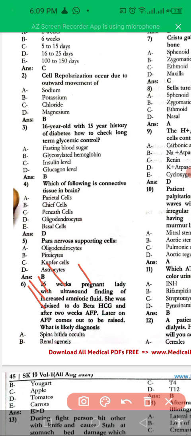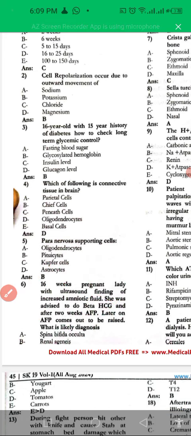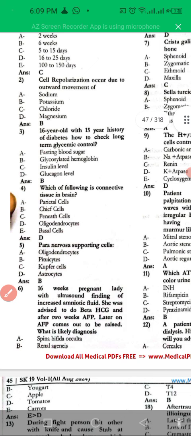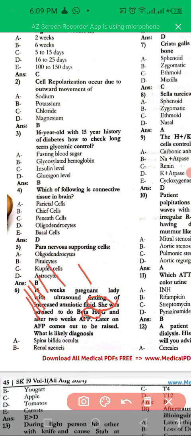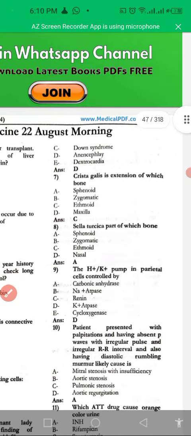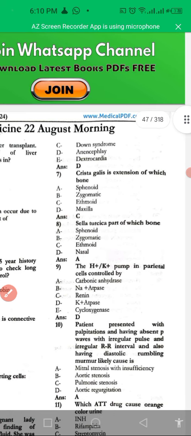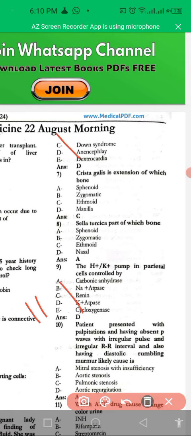A 16-week pregnant lady with ultrasound shows increased amniotic fluid. She is advised beta HCG, and after 2 weeks alpha fetoprotein, AFP comes out to be raised. What is the most likely diagnosis for this condition? Most likely diagnosis: there is raised AFP, raised beta HCG. What will be the diagnosis? The diagnosis is anencephaly. In anencephaly, there is no development of the brain, and that results in the condition.